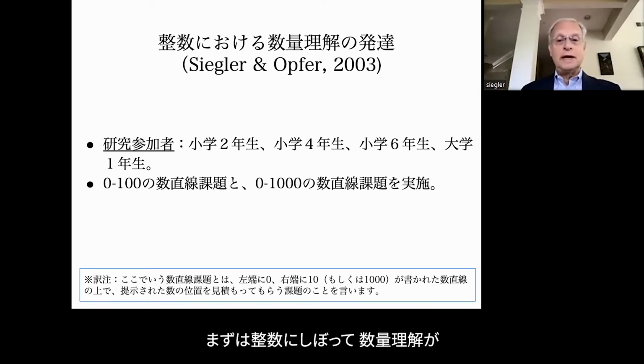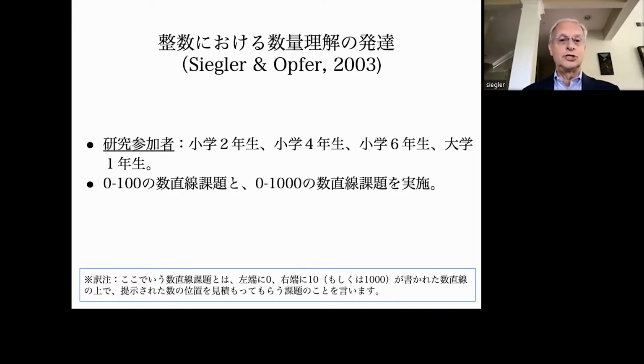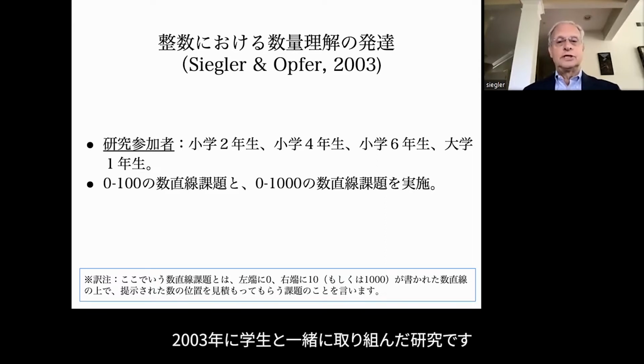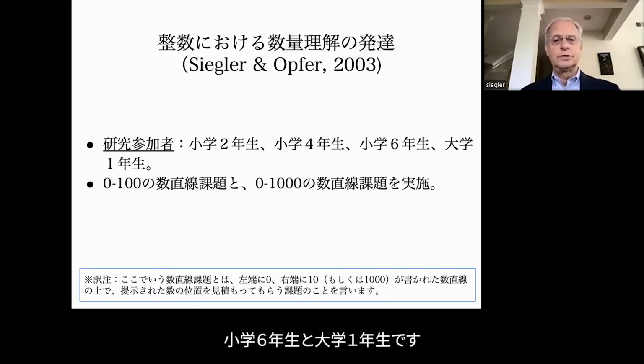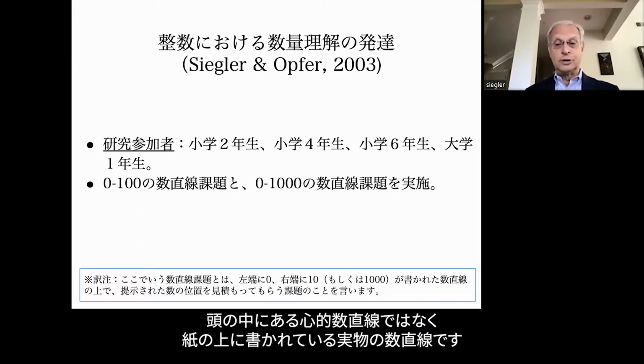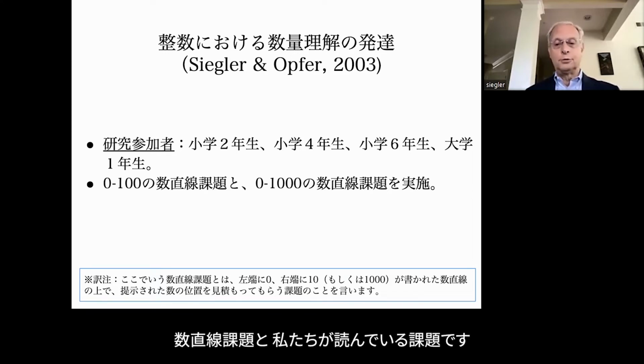So the first main part of the talk is going to be about the development of whole number magnitudes. The first study that I did in this area was jointly with John Opfer in 2003. We looked at second, fourth, and sixth graders and undergraduates. Each person was presented 0 to 100 and 0 to 1,000 number lines. These are physical number lines rather than mental number lines. And I'll show that task in a minute. And they were shown one number per number line.